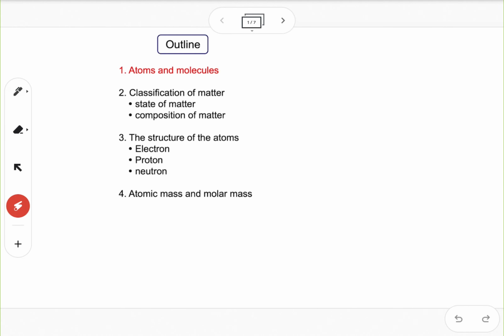Everybody. This video is going to be about the first and the second topic of chapter 1. Well, let's take a look at the first topic, atoms and molecules.